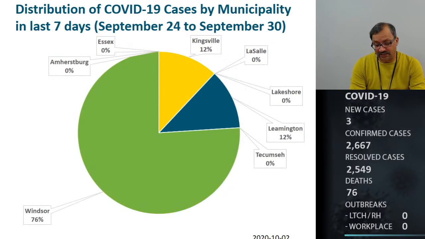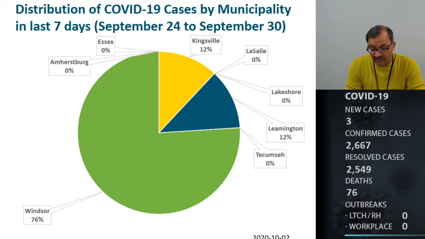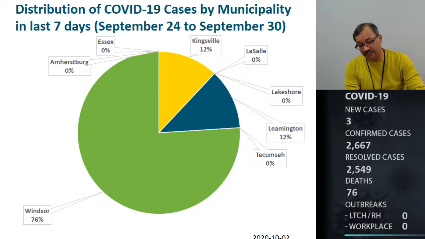Zooming in further, in the last 7 days, Windsor constitutes 3/4 of all the cases in the region, while some of the rest of the municipalities, including Leamington and Kingsville, are seeing cases, and the other municipalities, Lakeshore, Tecumseh, LaSalle, and Essex, are not reporting any new cases in the last 7 days.